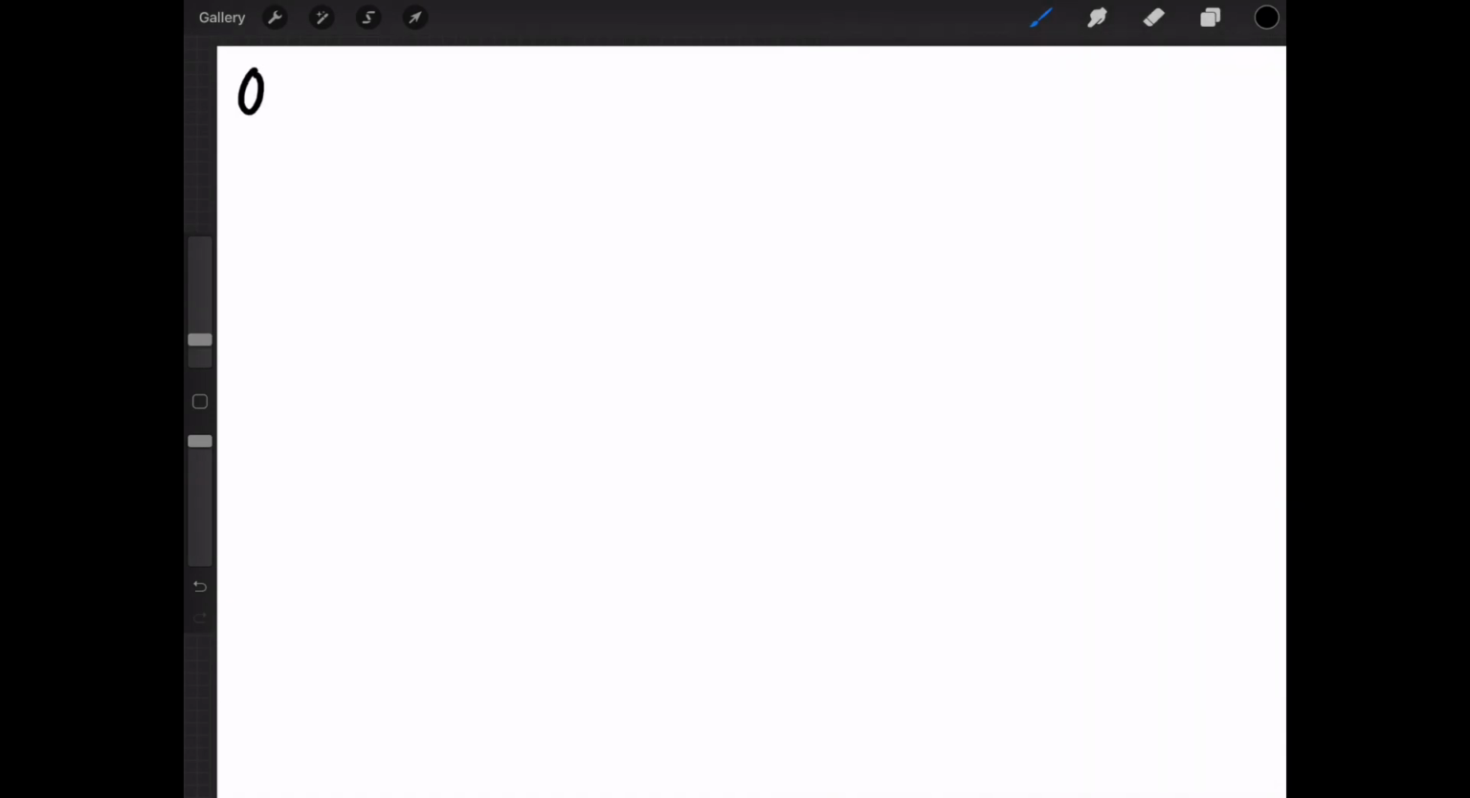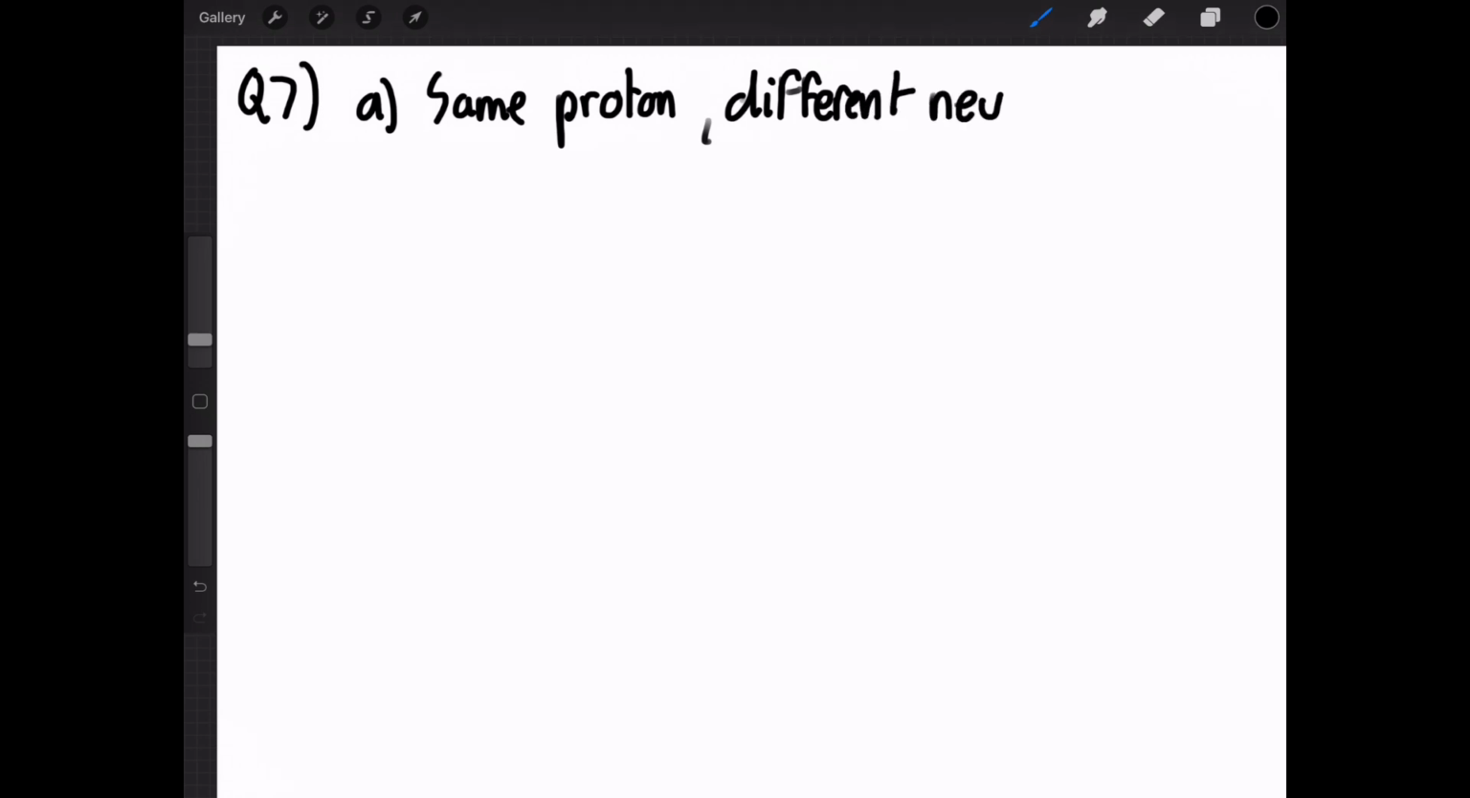Right, so this is matter and radiation question 7. Explain what is meant by an isotope. So we've basically got the same proton number, it's the same element, but we've got a different neutron number. Nice and easy. Part B, okay, we've got a table here that's incomplete.